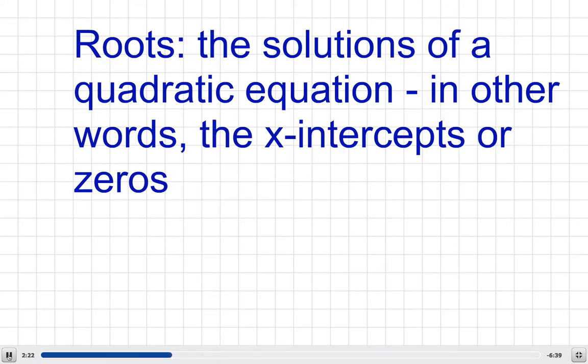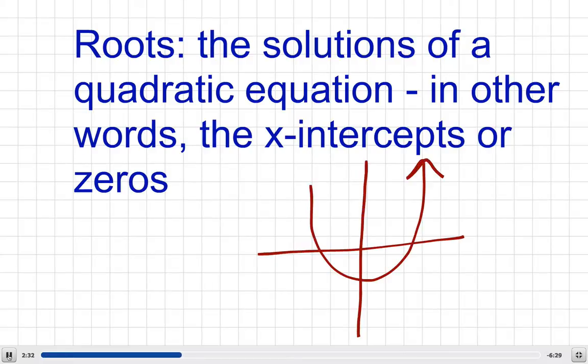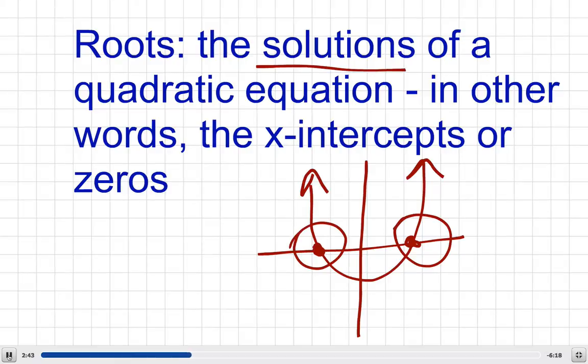The definition of roots: they are the solutions of a quadratic equation, but in other words, they're the x-intercepts, or they can also be called the zeros. So for example, if we have a quadratic equation or graph, our two zeros here and here, you could call them either the solutions of the equation, the x-intercepts of the equation, or the zeros. Three different terminology, words, definitions, but they all mean the same thing.